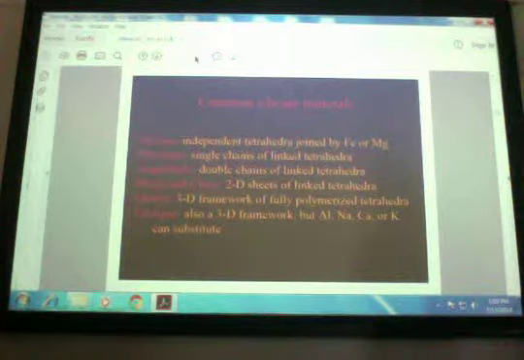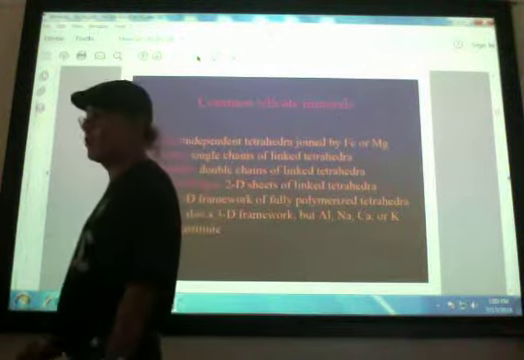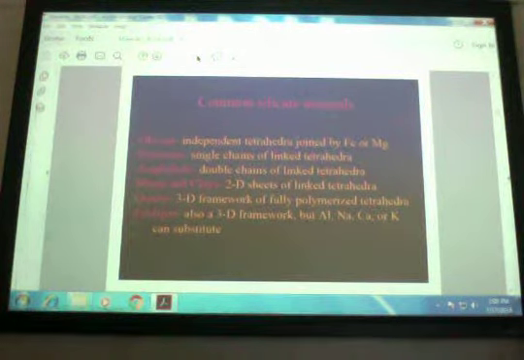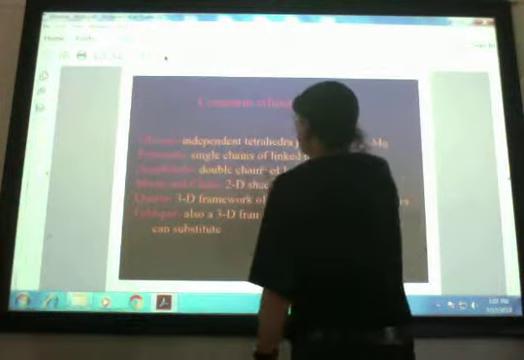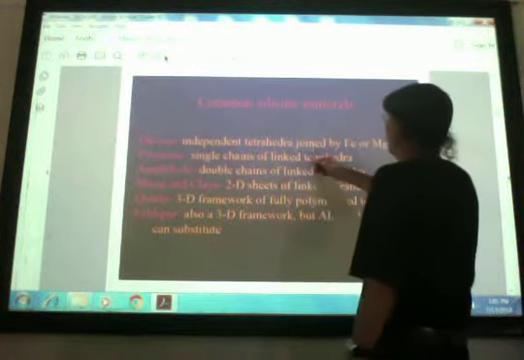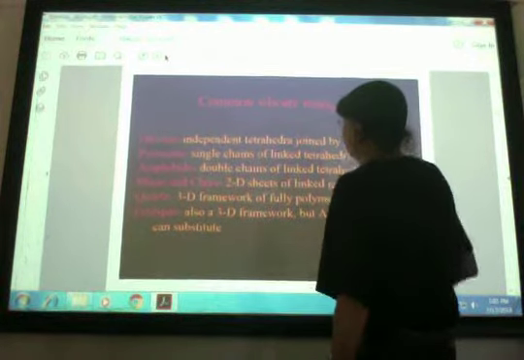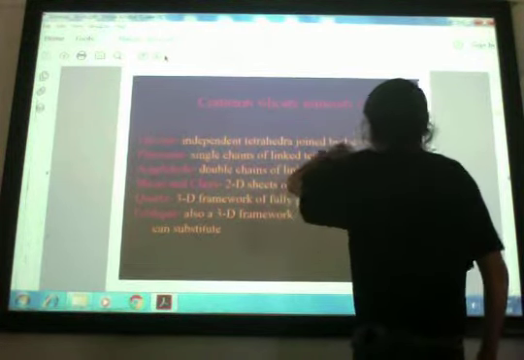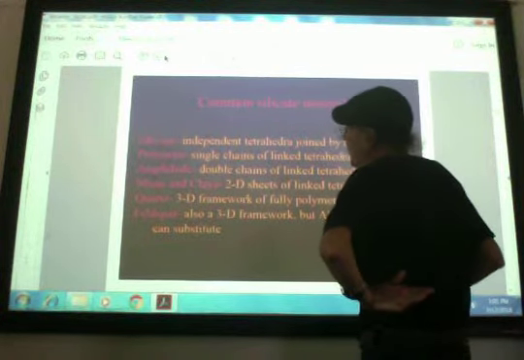So that means we have common silicate minerals, yeah. That is the olivine, which I just showed you, yeah. And I explained to you the tetrahedrons, independent tetrahedra joined by iron or magnesium. These are the two elements.